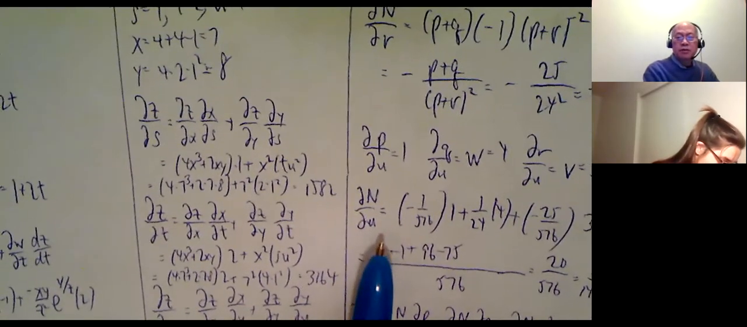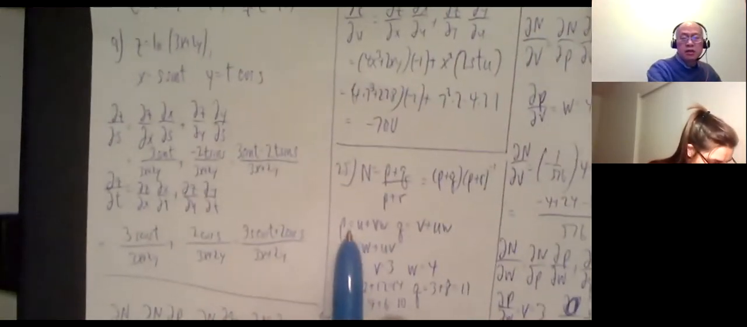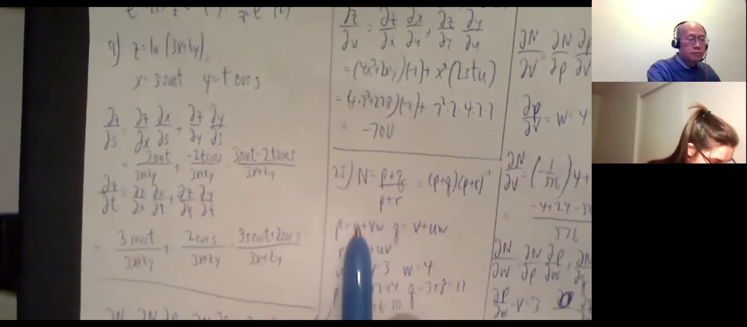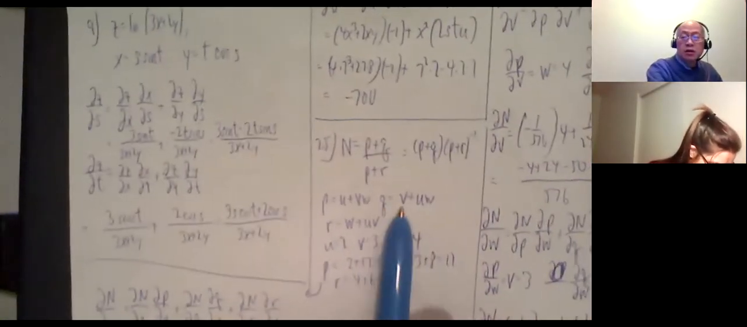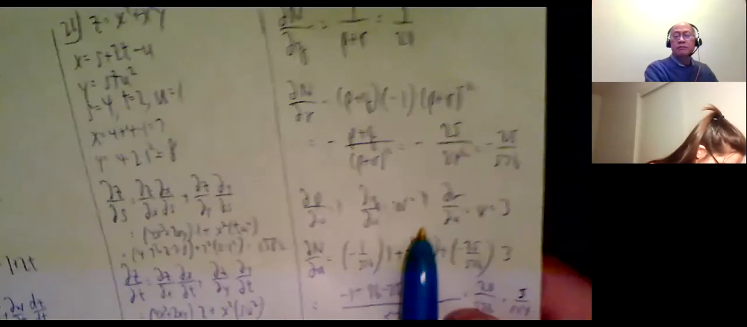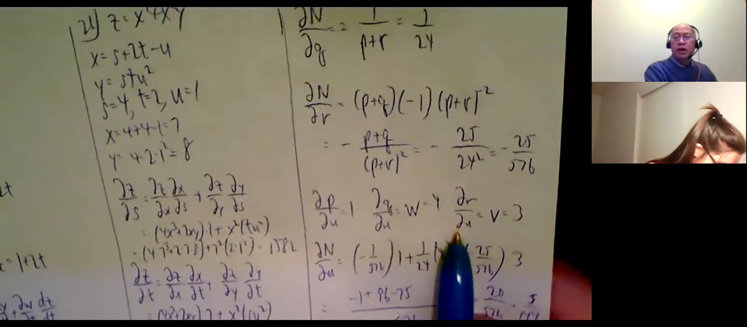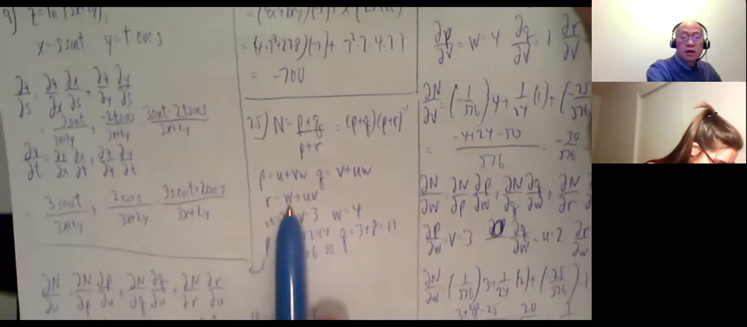Okay, partial of p with respect to u, I also need. So partial of p with respect to u, 1. Partial of q with respect to u is w, and that's 4. Partial of r with respect to u, v. And what's v? 3.